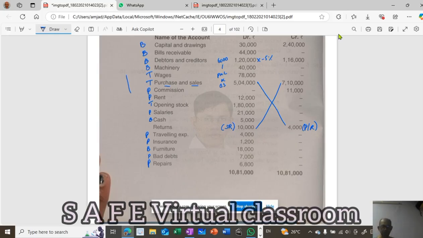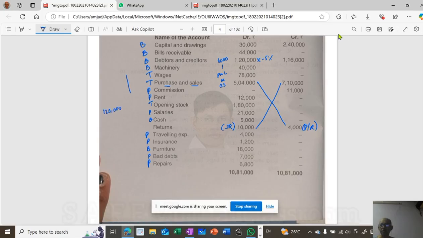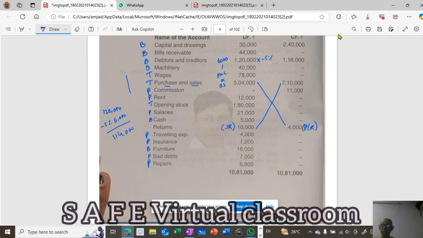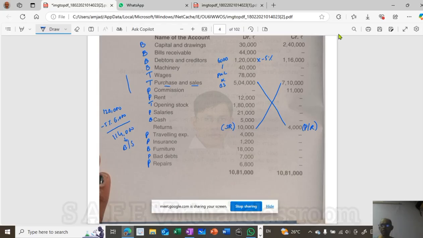So you have to do it like this: 1,20,000 minus 5%, which is 6,000, so that will become 1,14,000. This amount will go to the balance sheet. You have to show this amount in the balance sheet. This is the net amount: this minus this will be this.